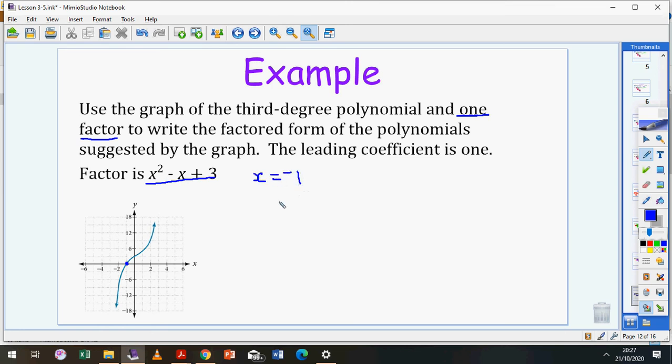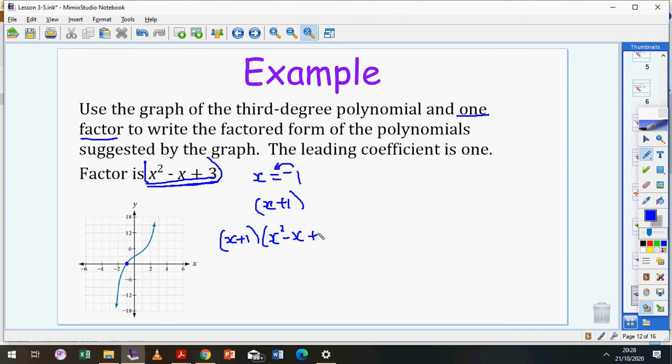And if x is -1 is a 0, that means x plus 1 is a factor. So I already know that x plus 1 is a factor because I've looked at the graph. And another factor is here. So what they want me to do is to write the factored form of the polynomial. Now, x plus 1 is one of the factors, so I have x plus 1. This x squared minus x plus 3 is also one of the factors.